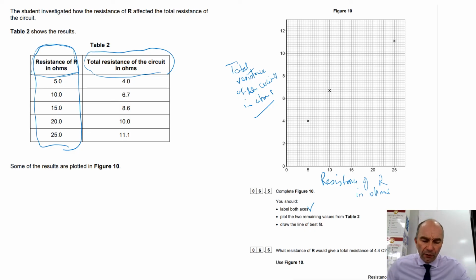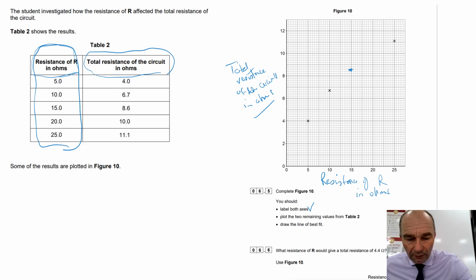Plot the 2 remaining values from table 2. So we need to plot the value for 15 now. If you're going to lose a mark, this is where people lost the mark. At 15, we've got to go up to 8.6. Each of the small squares is worth 0.2 of an ohm. So we need to go 3 of the small squares up. So we have a nice little cross there. Remember, you need to be accurate with it. If you're more than half a square out, unfortunately, you lose a mark. The second point is right on 10.